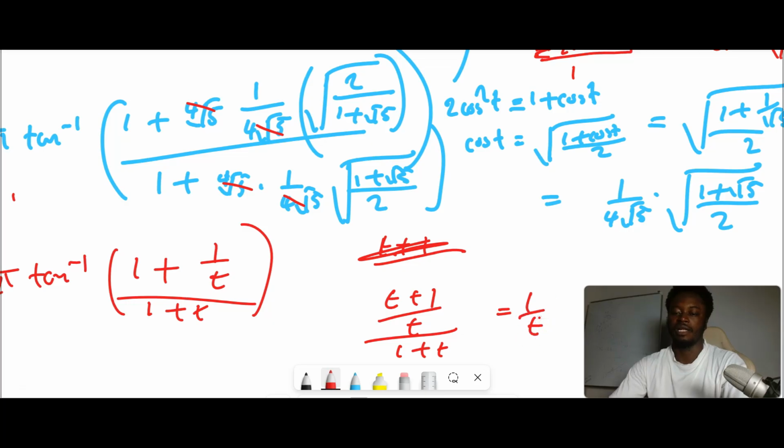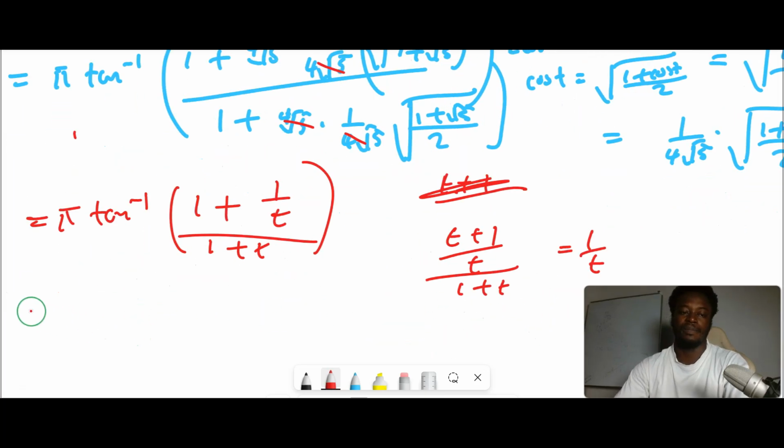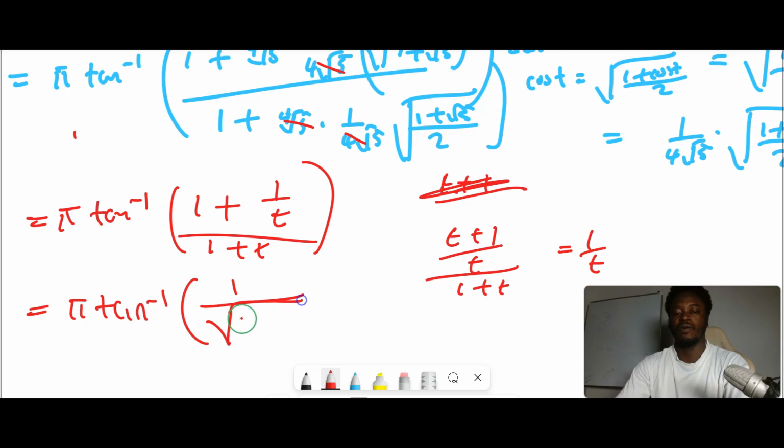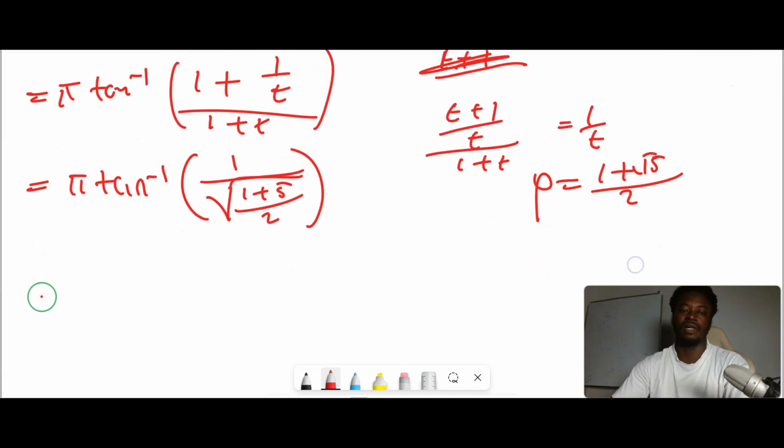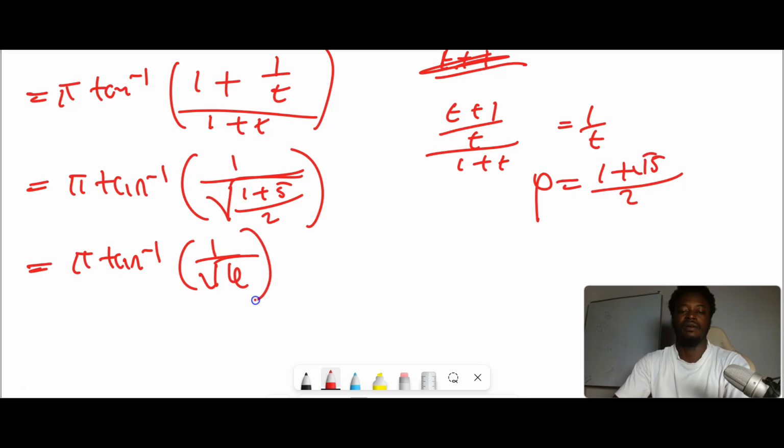So this is essentially going to equal pi times the tan inverse of 1 divided by the square root of (1 plus square root of 5) all divided by 2. And this is the golden ratio. The golden ratio phi is 1 plus square root of 5 all divided by 2. So we're going to write this as pi times the tan inverse of 1 divided by the square root of phi, which is pi times the cotangent inverse of square root of phi.